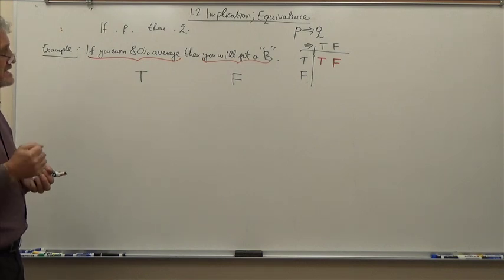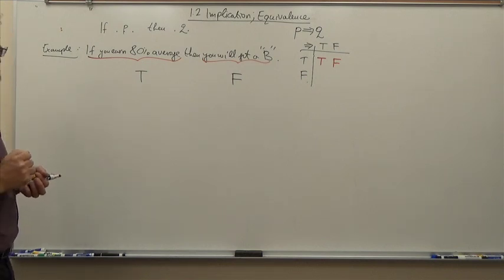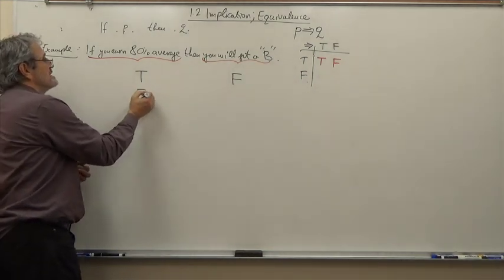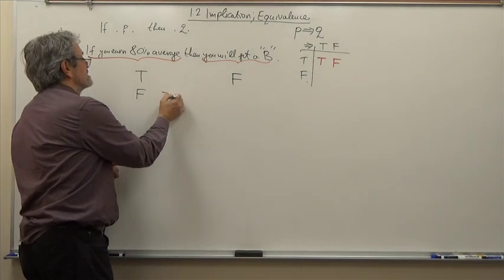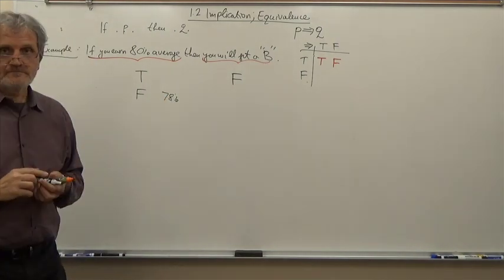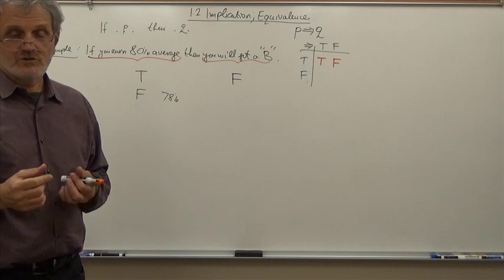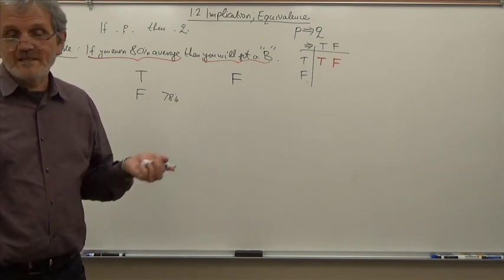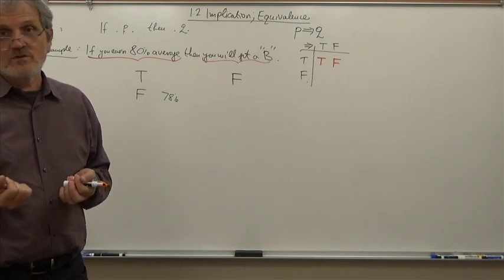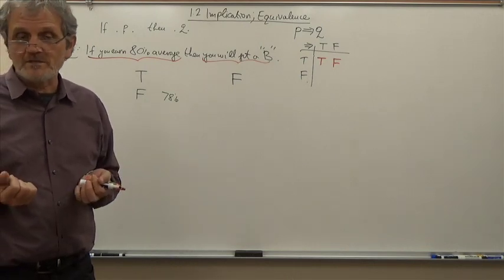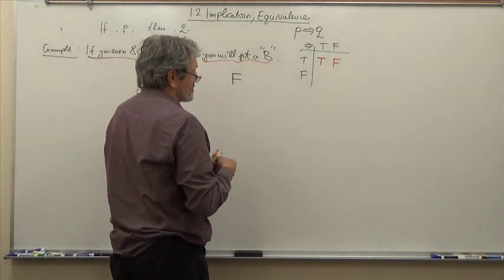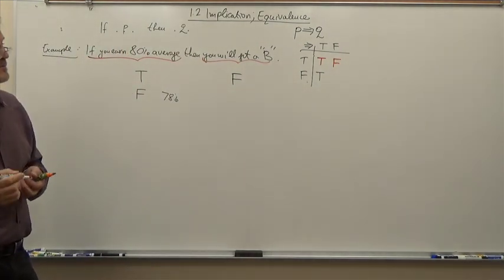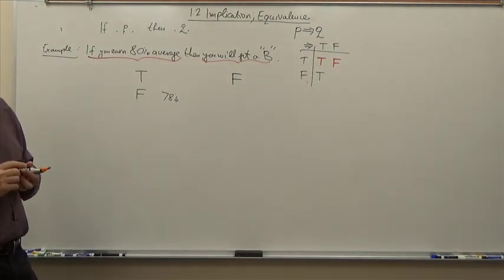But here is where things might look a little tricky. What if you don't get 80% average? What if you earn 78%? Do I have a right to give you a B? Probably yes. If I give you a B, I didn't break my promise, I kept my promise. So this might surprise you. I put true here as well. So false implies true is considered to be true.